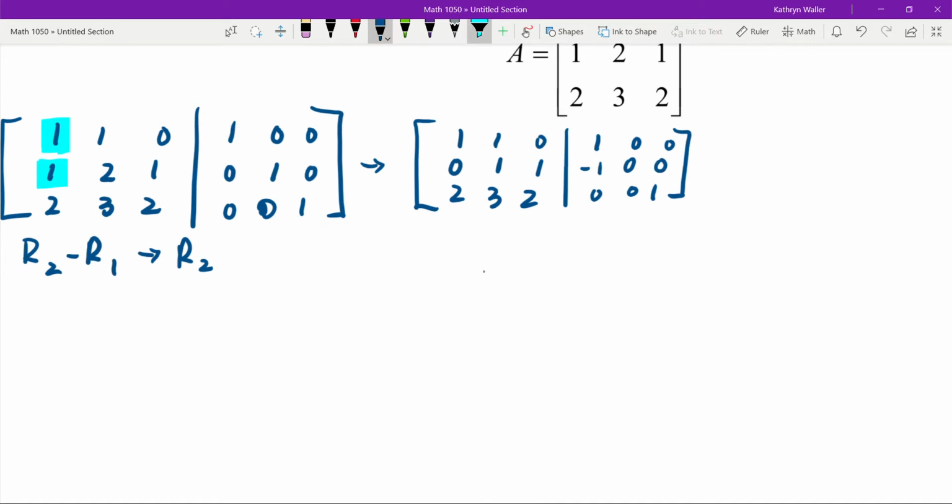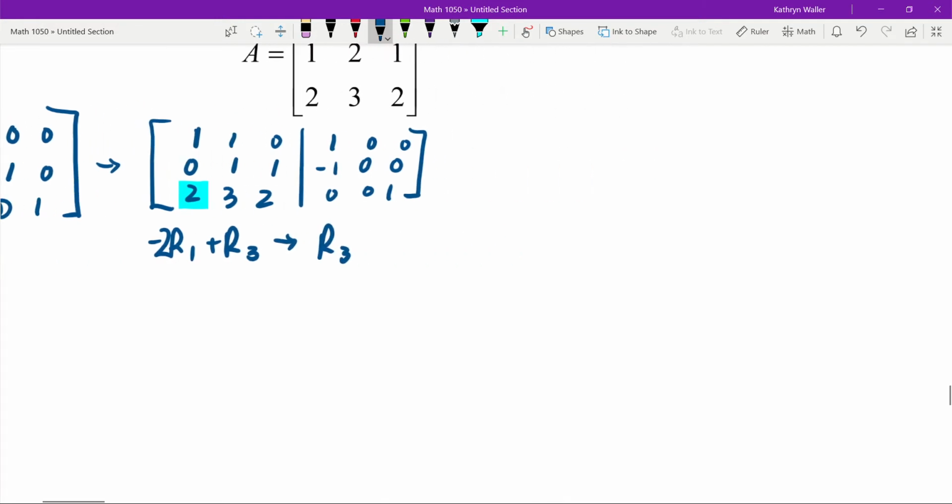Okay? The next thing I need is a 0 here. Use the 1. So go negative 2 times row 1, added to row 3 becomes my new row 3. Okay, so row 1 doesn't change.